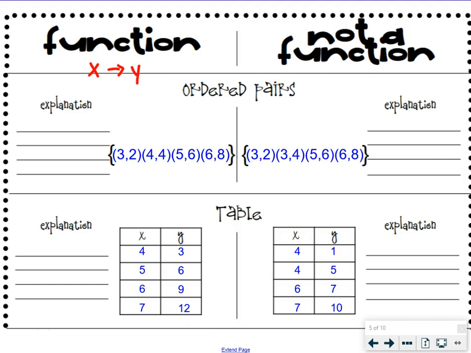So if we start by looking at ordered pairs, now in here I have written in 4 ordered pairs. So I would like you to please write those on your piece of paper. You can go ahead and pause the video if you need some time to write those down.